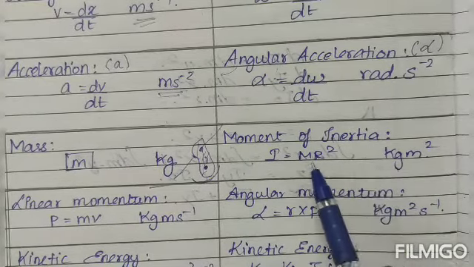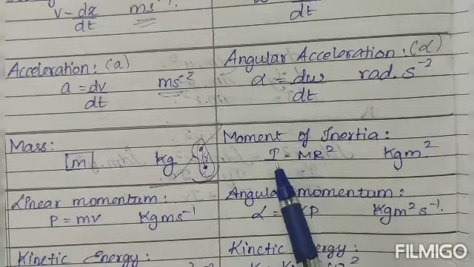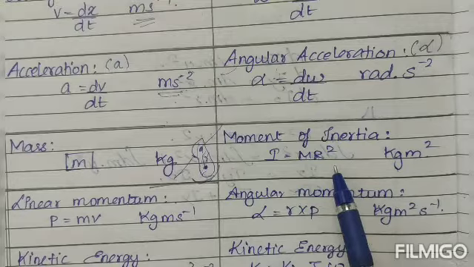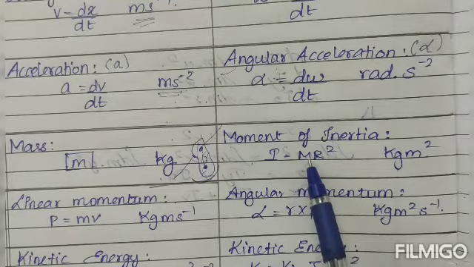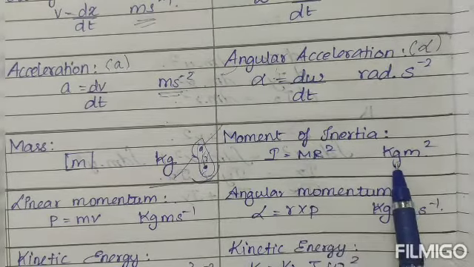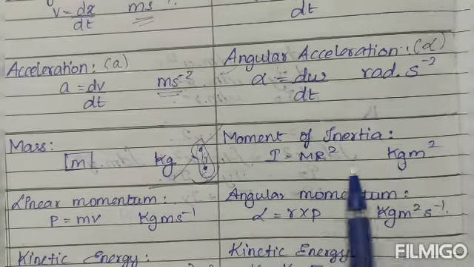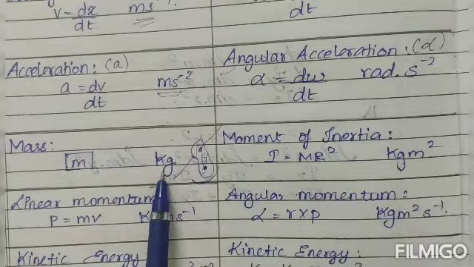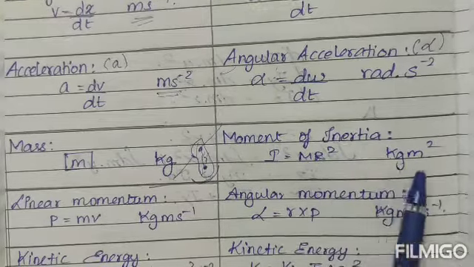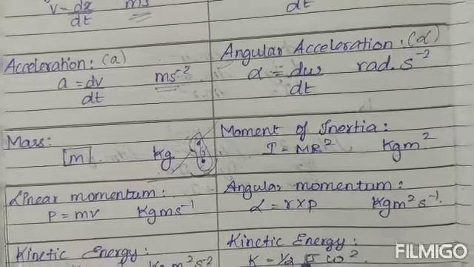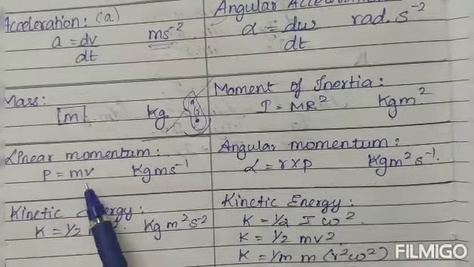Moment of inertia formula, I is equal to m r squared, so mass into radius squared. The mass unit is kilogram and the radius unit is meter, so meter squared. The mass unit is kilogram, but the moment of inertia unit is kilogram meter squared. Right. Next one, the linear momentum.